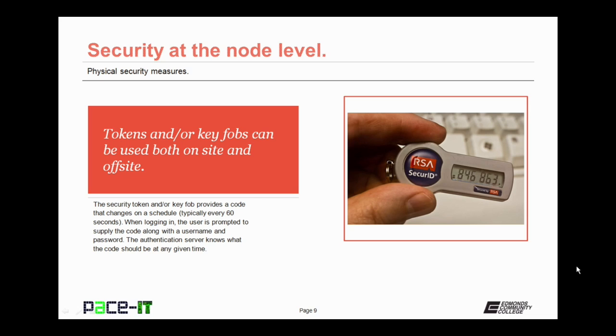When a user is logging in, they look at the key fob and supply the code that's on the screen at that time, along with their username and password. The authentication server knows what the code should be at any given time, and the key fob can be set to each individual to ensure added security.